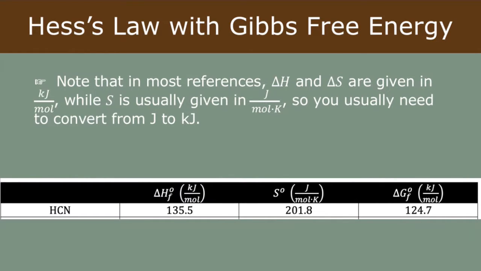One thing that's pertinent to know is when you look at the reference tables, you have to remember that usually the enthalpies of formation are given in kilojoules per mole, and the entropies are given in joules per mole Kelvin. And the Gibbs energy of formation is in kilojoules per mole. So a lot of times you have to convert entropy from joules to kilojoules.